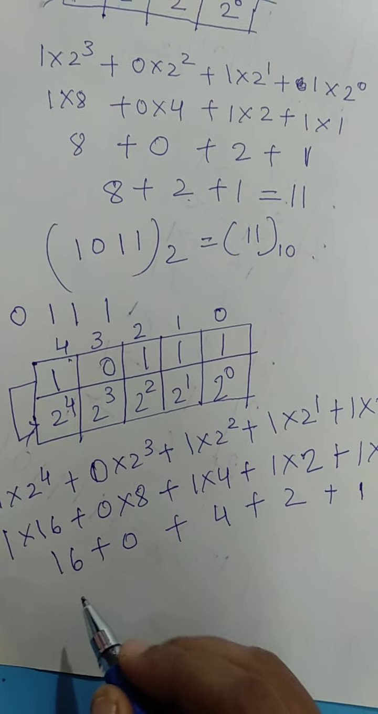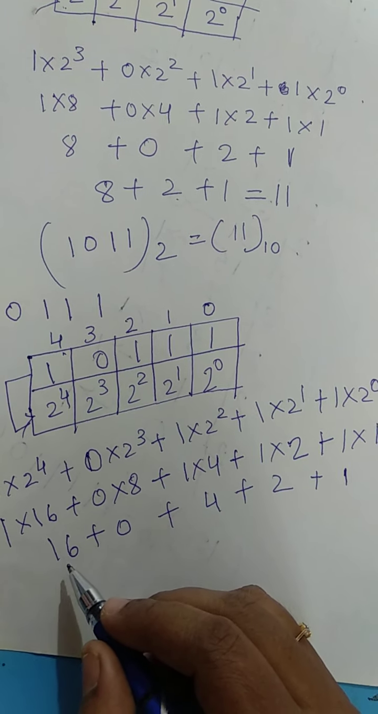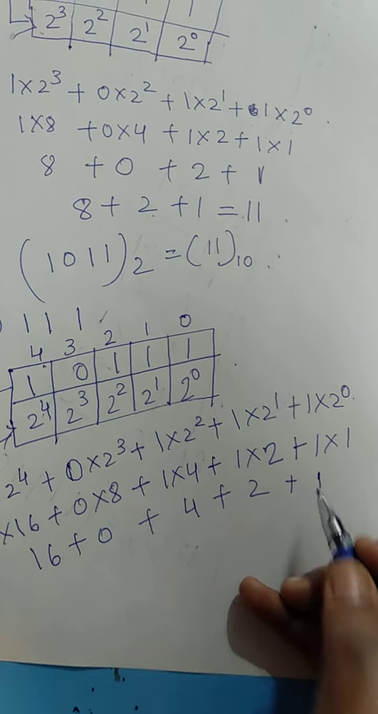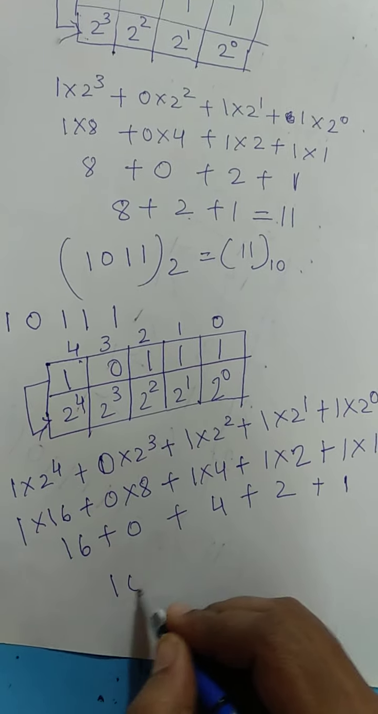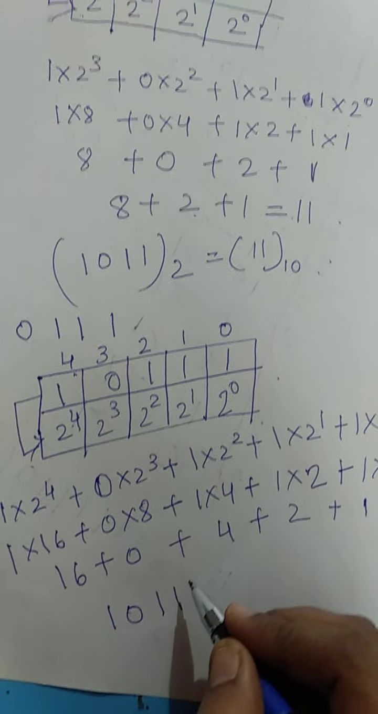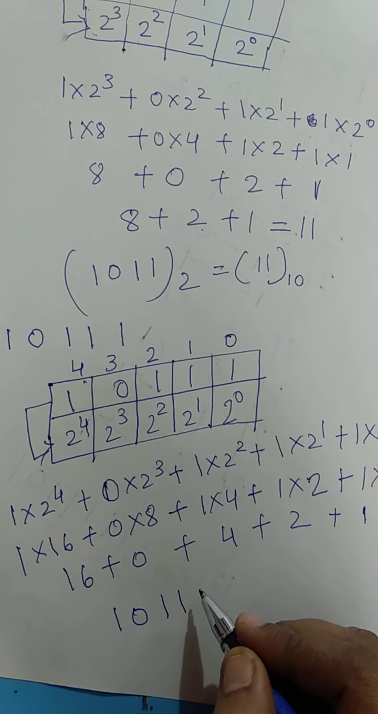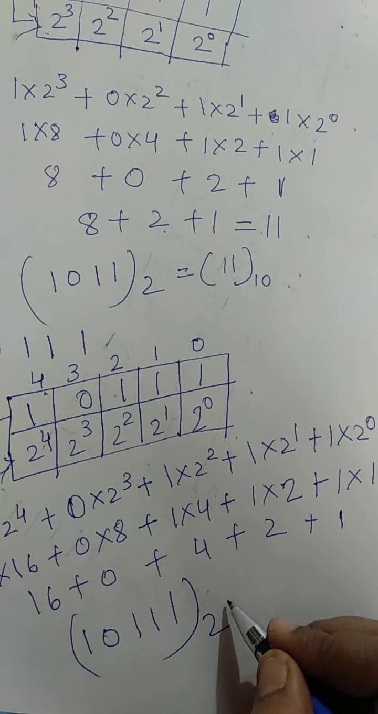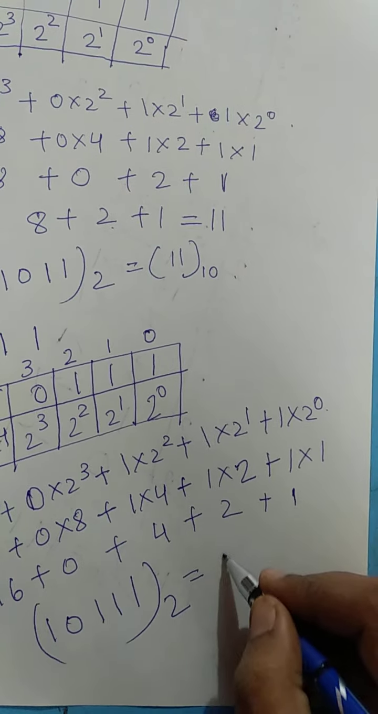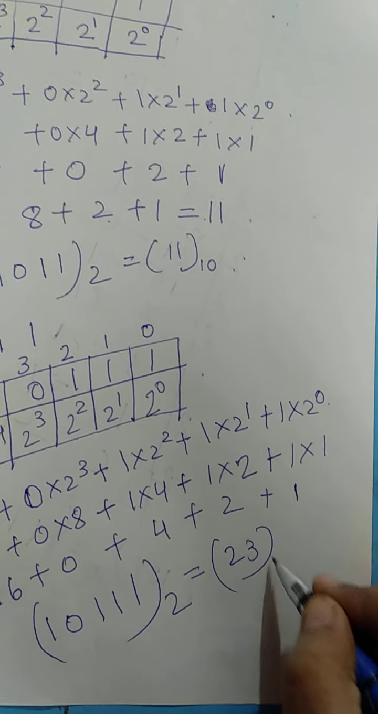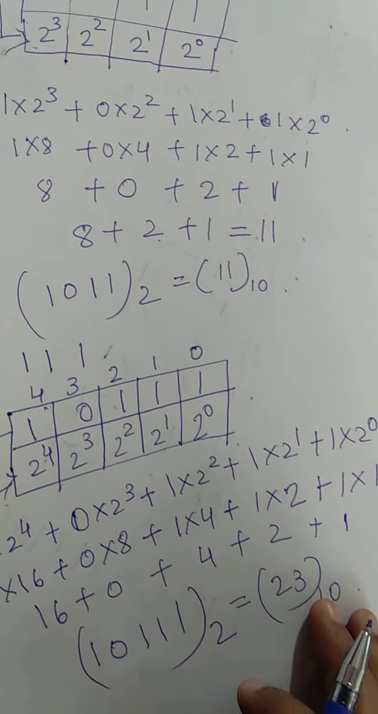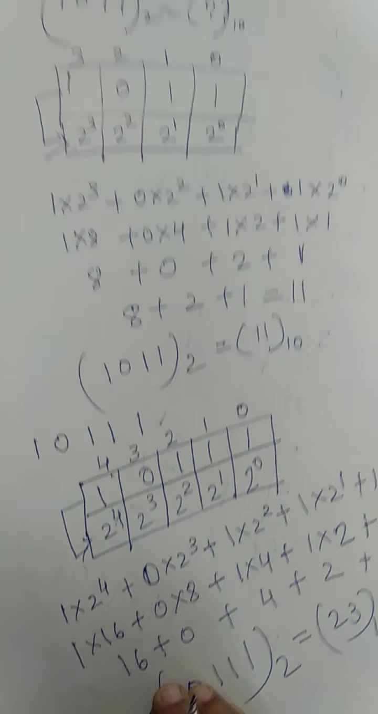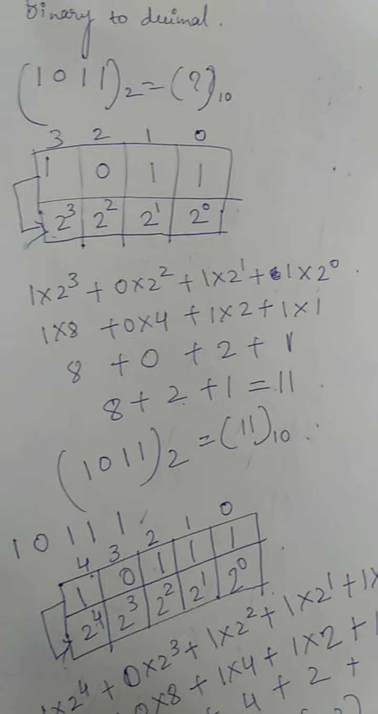So next, what do we get? 16 plus 4 is 20, 22, 23. So the binary 1, 0, 1, 1, 1 base 2 has the answer 23 base 10. This is how we have converted binary to decimal.